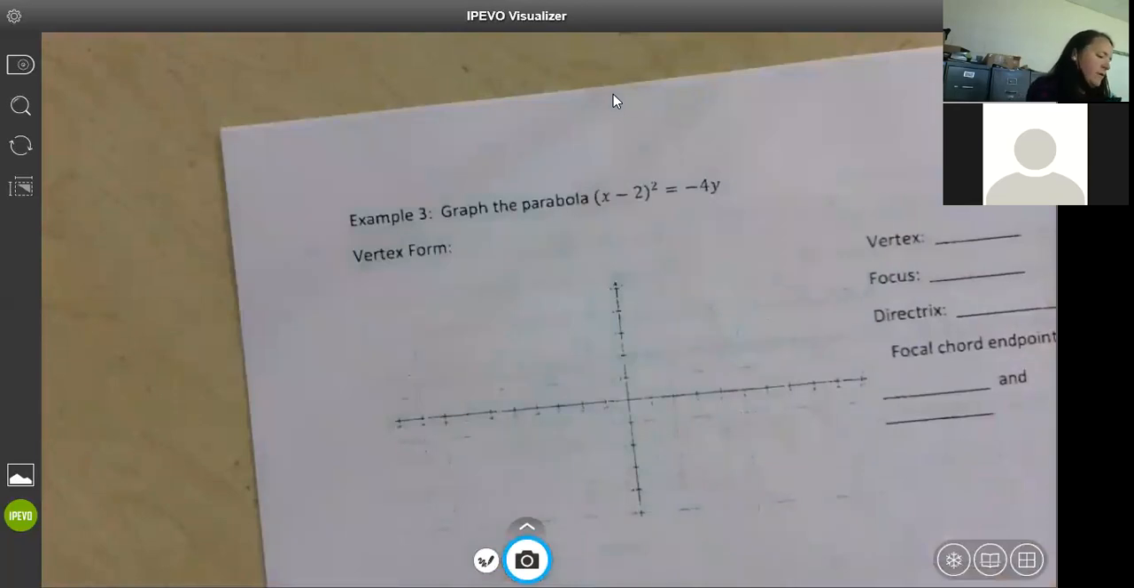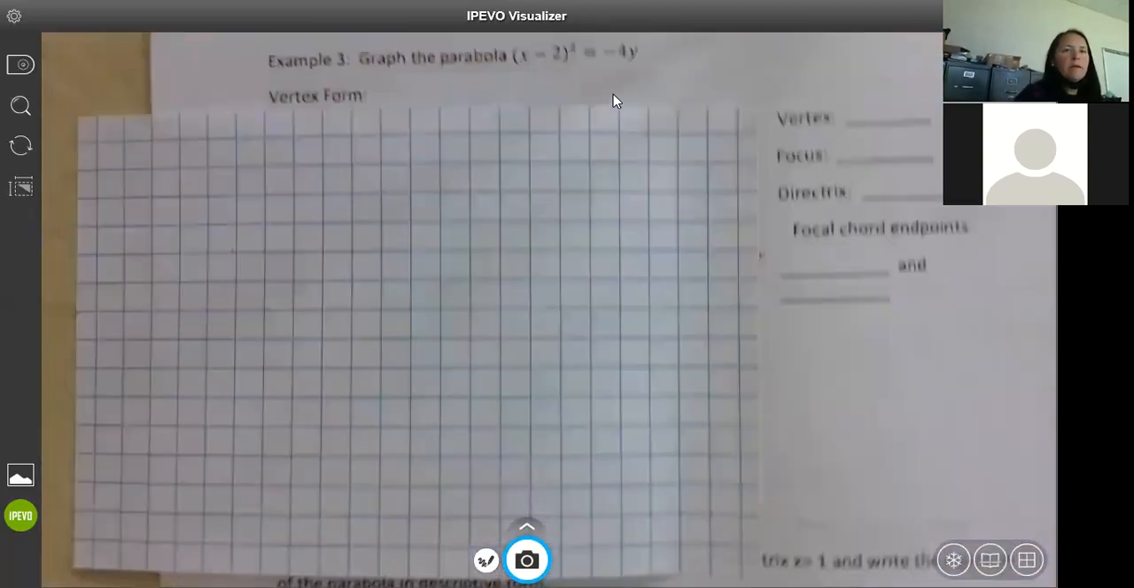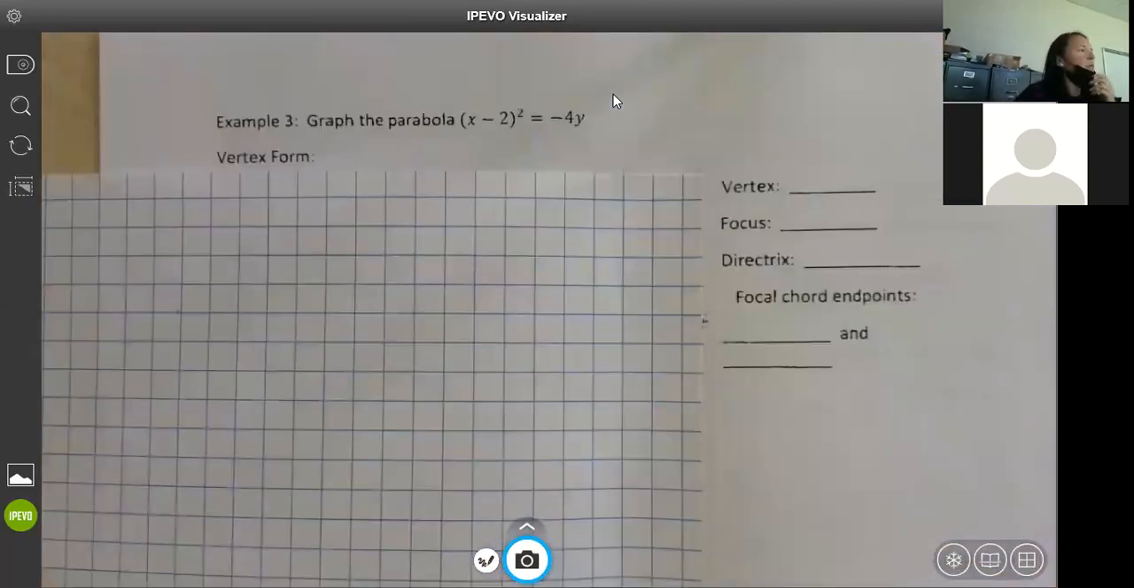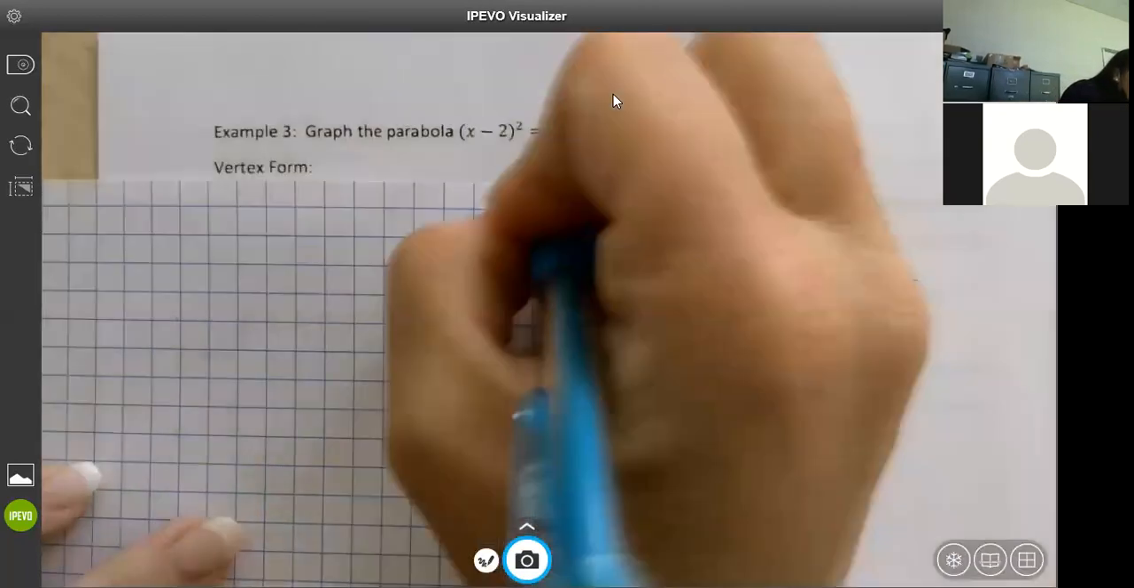Maybe this will help. I don't know if I'm going to cover it up a little bit on the other one. All right. So it says graph this parabola, but the problem is we need to solve it for one specific variable. Which variable are we going to solve it for? Which one is not squared? Y. That's the one we're solving for. So how do I get this y by itself? How do I get rid of that -4? Divide by -4.